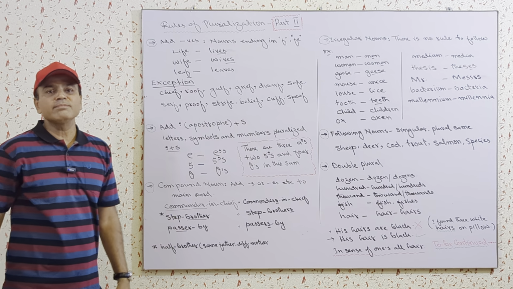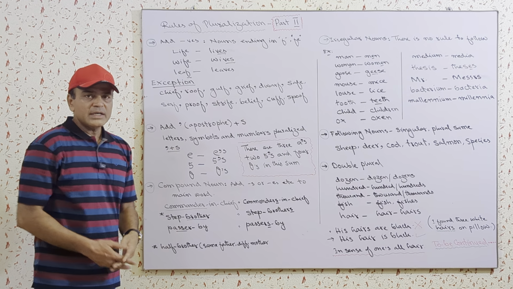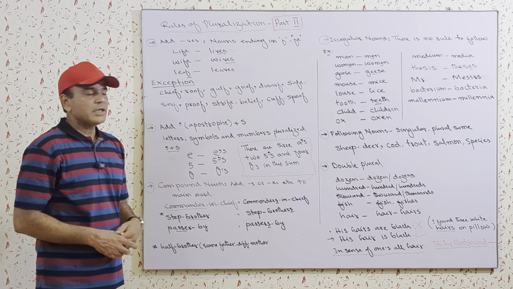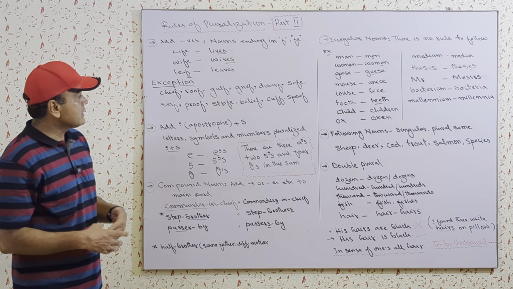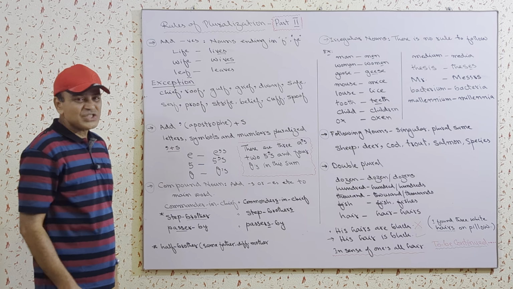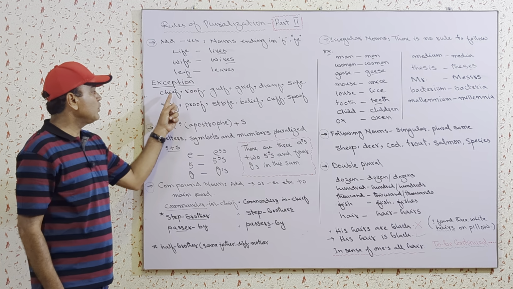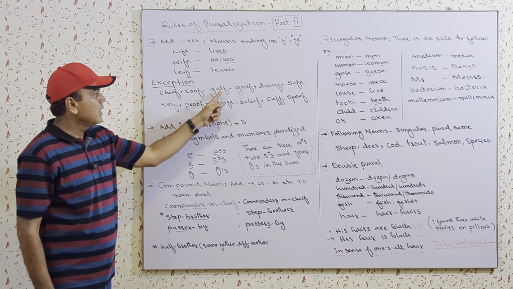But there are some exceptions to this rule. What are the exceptions? I talked about it in my last video. Chief, its plural will not be chieves, but its plural will be chiefs. Roof, plural will be roofs.